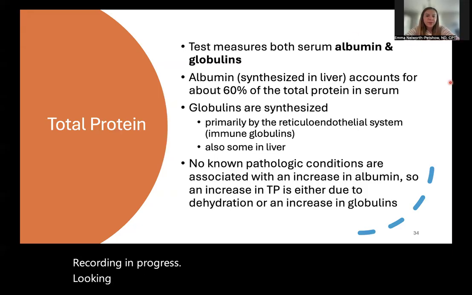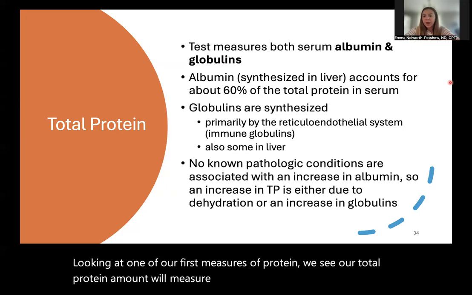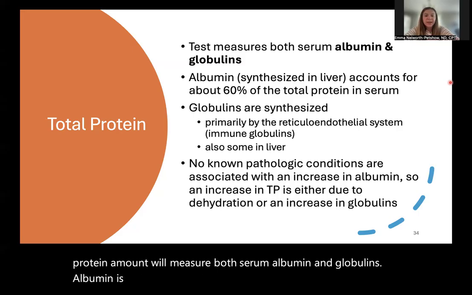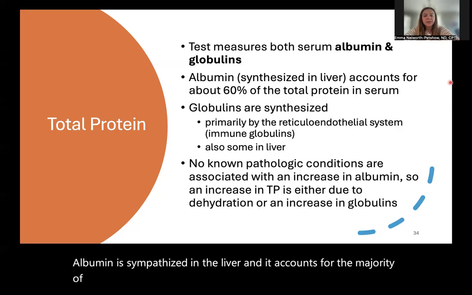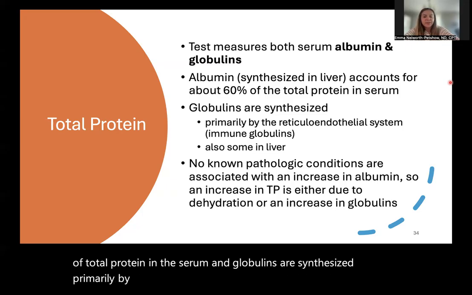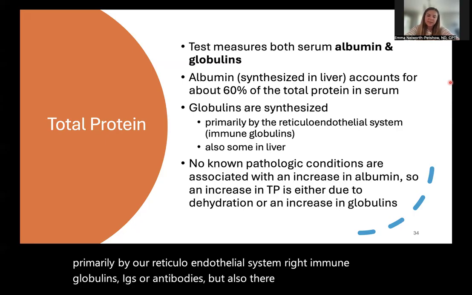Looking at one of our first measures of protein, we see our total protein amount will measure both serum albumin and globulins. Albumin is synthesized in the liver and it accounts for the majority of total protein in the serum. And globulins are synthesized primarily by our reticuloendothelial system, right? Immune globulins, Igs, or antibodies, but also there are some synthesized in the liver.